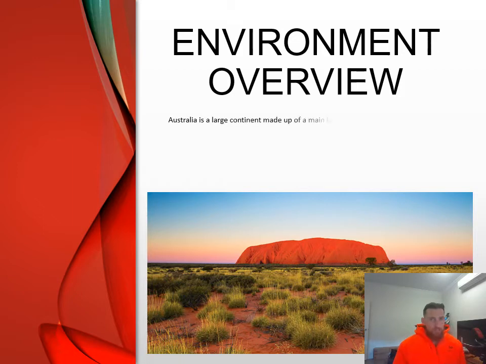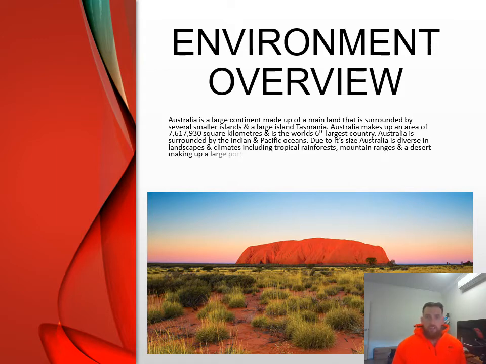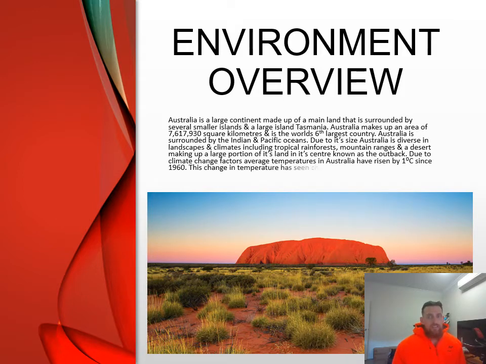Environment overview. Australia is a large continent made up of a mainland that is surrounded by several smaller islands and a large island, Tasmania. Australia makes up an area of 7,617,930 square kilometres and is the world's sixth largest country. Australia is surrounded by the Indian and Pacific Oceans.